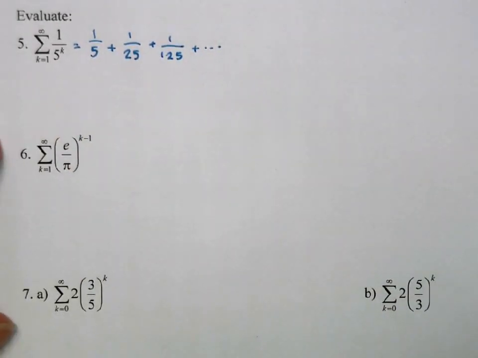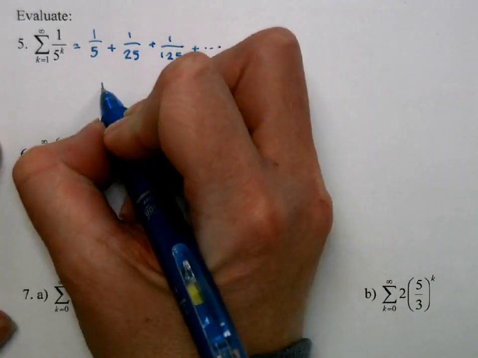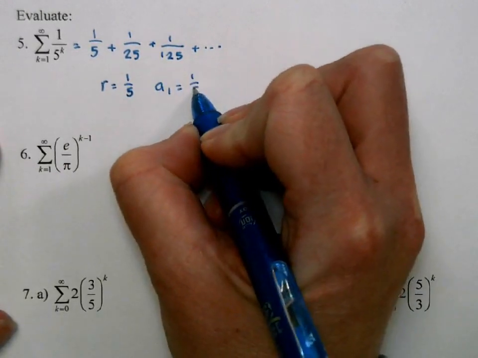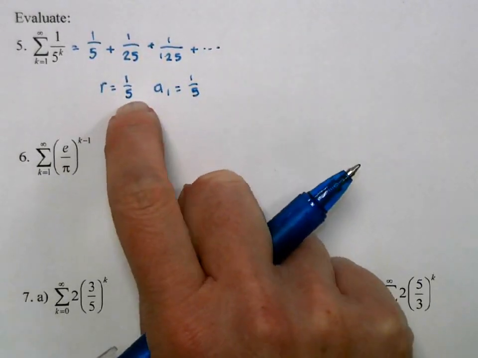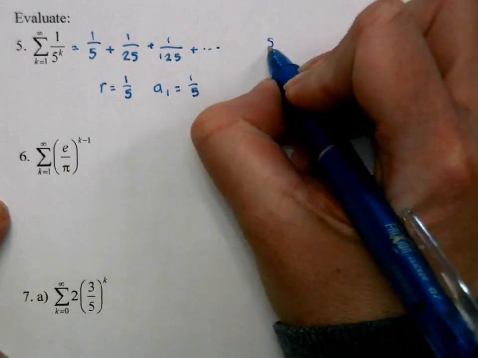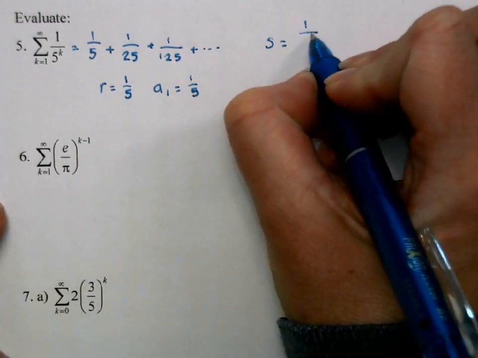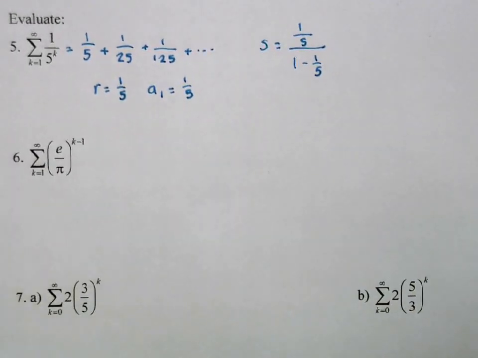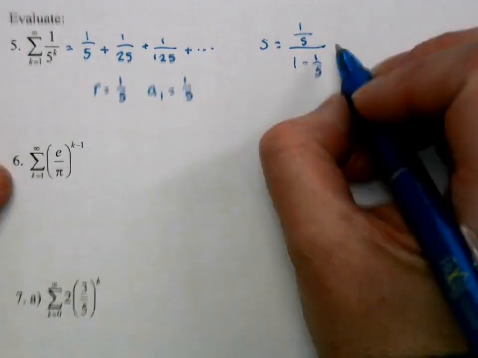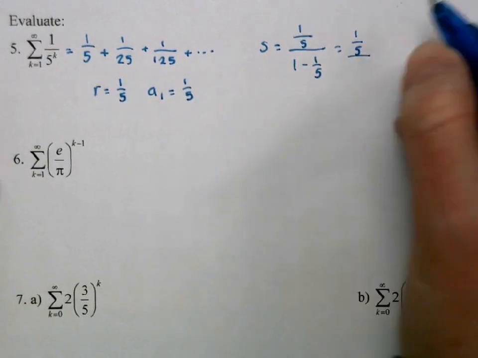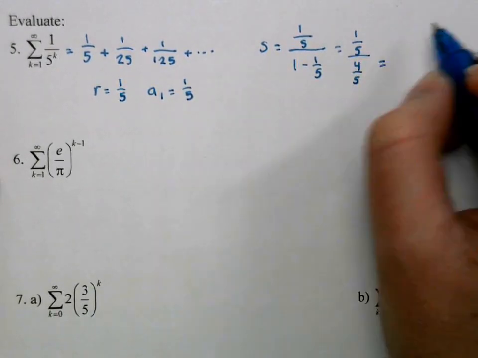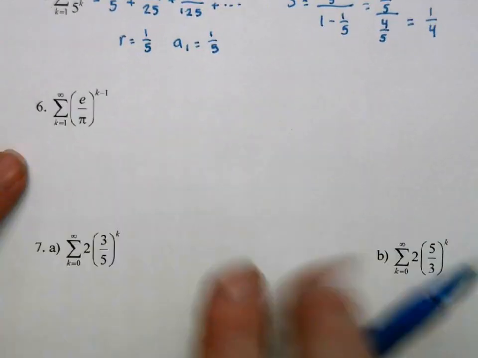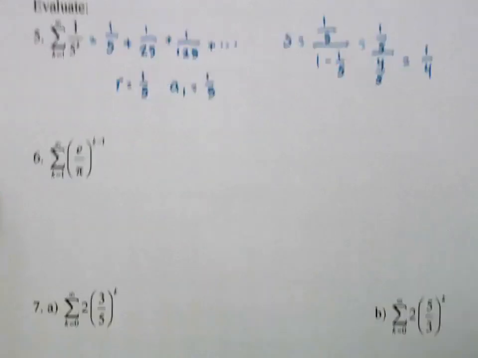Okay, and this is infinite geometric with a common ratio of 1/5. My a1 also is 1/5. Okay, 1/5 is between -1 and 1, so I can use my sum formula, a1 over 1 minus r, to find the sum. Okay, so we get 1/5 over 4/5, which simplifies to 1/4.